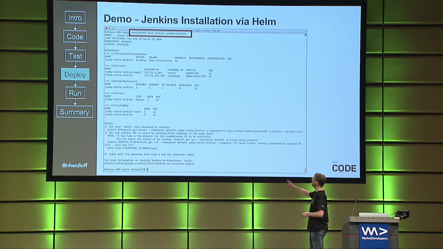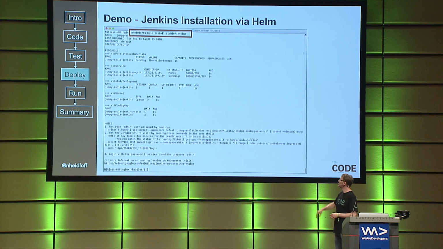In this case, I've installed Jenkins, and all I had to do was to enter this single command, helm install, and then the name of my Helm chart. And then all these different Kubernetes artifacts are generated, persistent volume claim, service, and so forth. And at the bottom, I even get some documentation on how to get started, how to find out the password of my admin, how to find out the URL of my Jenkins installation, and so forth. So really easy and powerful.